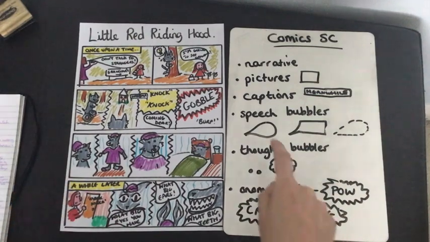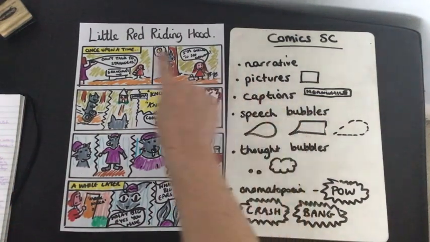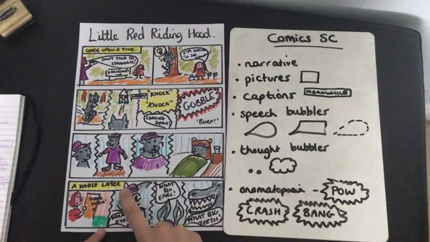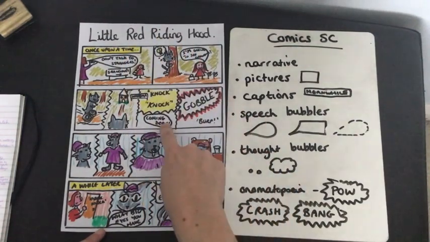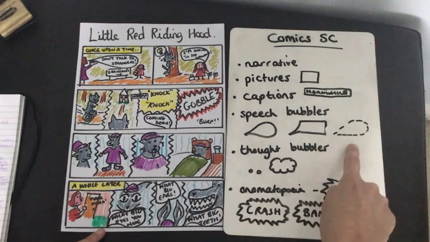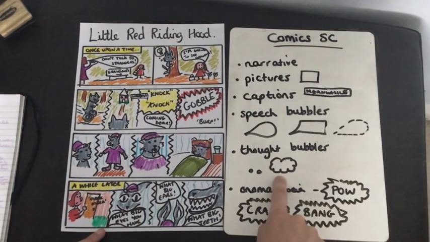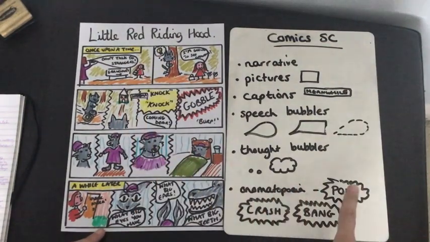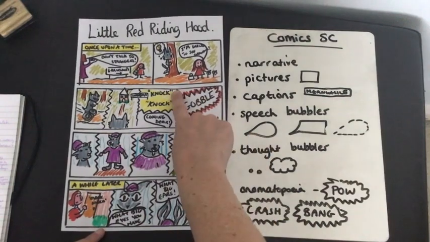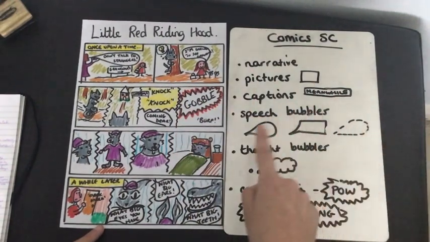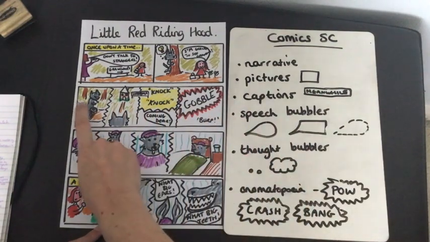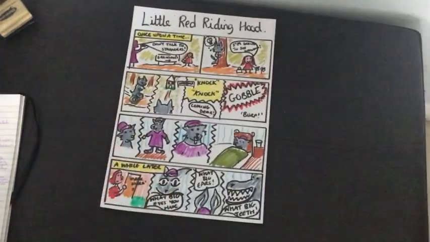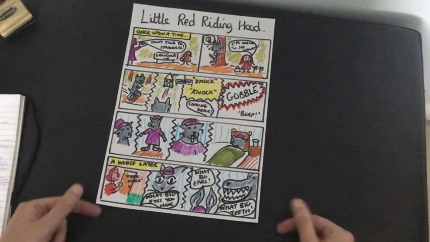So it is a story. I've used pictures mostly as I've gone through. I've got a caption up here, once upon a time, and a caption down here, a while later. I've used different speech bubbles throughout it. Haven't used this one though yet, which I might use later on. I've used a thought bubble over here where I was thinking my wolf had a bright idea. I've used some onomatopoeia. I've used gobble, knock knock. And actually something else that isn't on here I've used are these little motion lines and action lines to show movement. So there we have it. Now it's your turn. Have a go at making yourself a little comic strip.